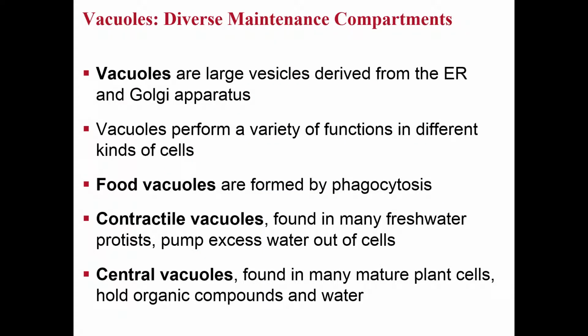Alright, so don't get vacuoles and vesicles confused. Vacuoles are really big vesicles. So you have secretory vesicles that are pretty small, and you have these large vesicles that are called vacuoles. Now, different cell types have different types of vacuoles. Your amoeba can have these little vesicles that form around food particles, and these would be referred to as food vacuoles.